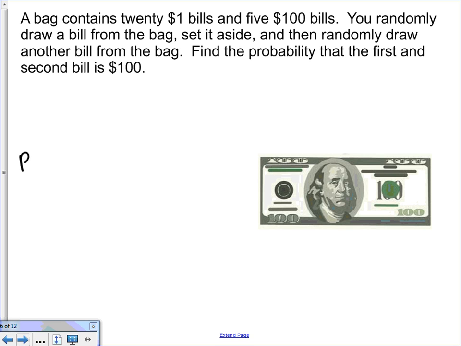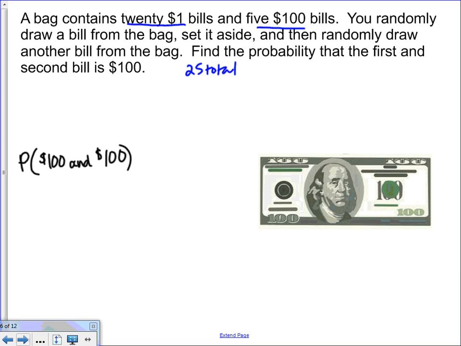I'm going to use my probability notation. Instead of A and B, I'm going to say the probability of a $100 bill and another $100 bill, where that implies "and then." As you're rereading it and looking it over, what are some things you thought were going to be helpful to calculating the probabilities? What do you need to know? Total number of bills. So your total number of outcomes, which is 25, right? Okay, we've got 21 $1 bills, we've got 5 $100 bills, so we have 25 total.